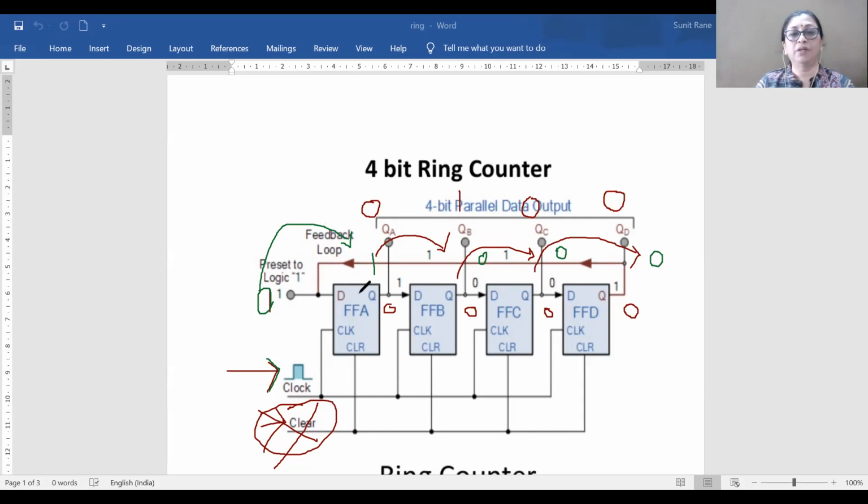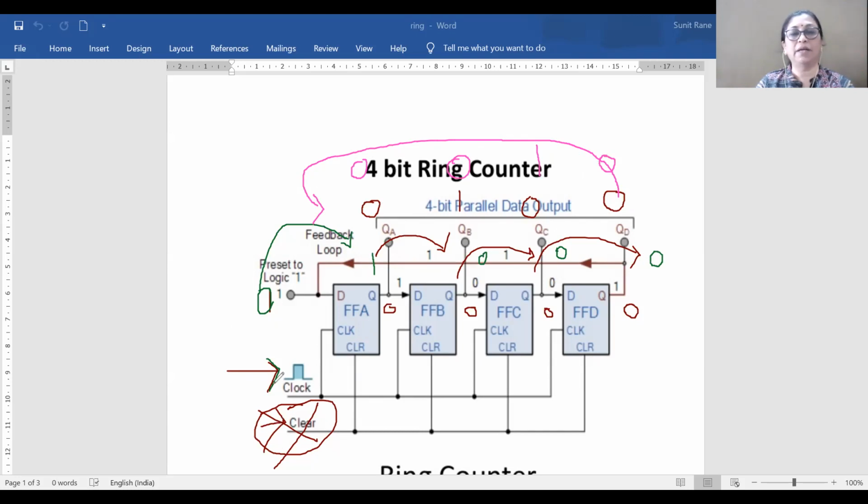Okay. Now you can observe here 0, 1, 0, 0 for the second clock pulse. Now suppose we apply the third clock pulse, then what will happen? If we apply the third clock pulse, you can see that this 0 is circulated back to the input. So the output of flip-flop A will be 0, and the output of flip-flop B will also be 0. Now this 1 will be shifted to C, and 0 will be shifted to D. So now the output will be 0, 0, 1, 0.